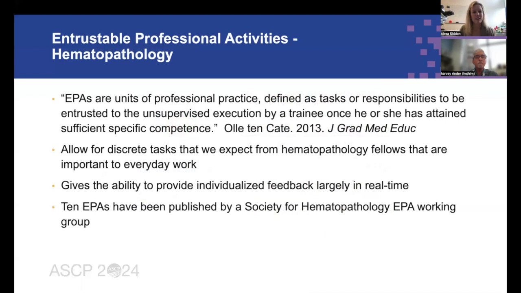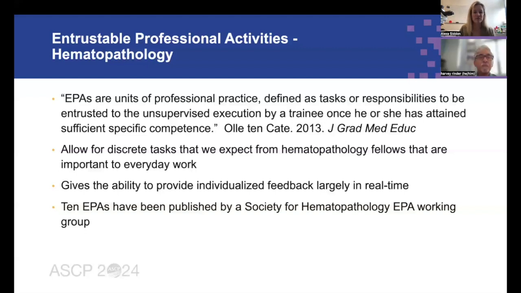And for our HemePath fellows, you can read more and more about this concept called entrustable professional activities, or EPA. And EPA is a unit of professional practice. We've been talking about these for the past 10 or 20 years now. However, I think we're really integrating them into practice more and more. So we define them as tasks or responsibilities to be entrusted to the unsupervised education of a trainee once he or she has attained a sufficient level of competence.